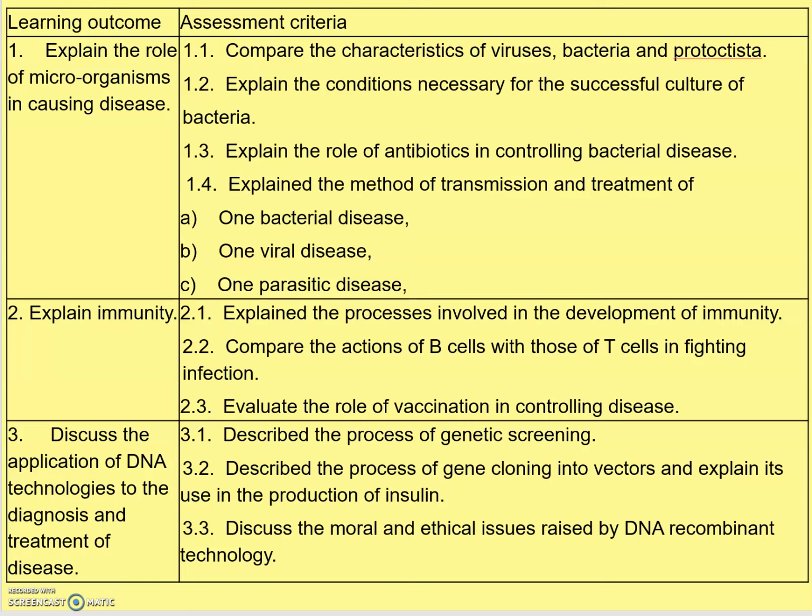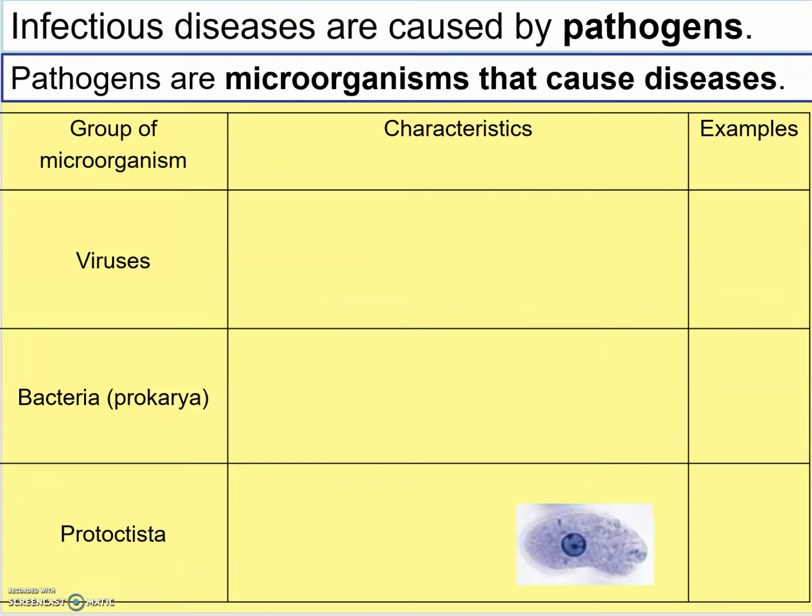This is a list of the learning outcomes that we've all been through. So this lesson comes up to 2.3. Okay, so we'll go through that. Everyone's done this already. If you remember, we just needed the characteristics of viruses, bacteria, and Protoctista. We've all done that, and we've all got examples, so we can just quickly move on for the next one.